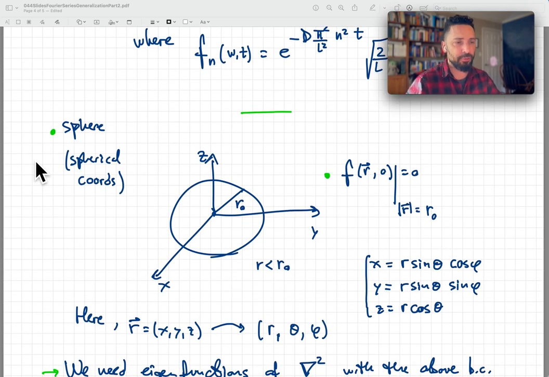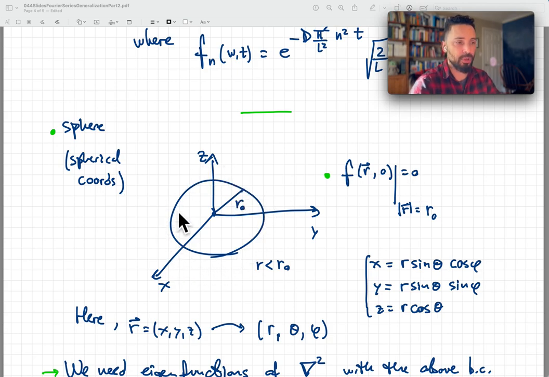Again, the generalized Fourier series using eigenfunctions of part of your operator will always help you, but you have to pay attention to the geometry. So here in the case of a sphere, we're going to switch to spherical coordinates. So suppose you have then a sphere of radius r0. Let's assume this is a sphere, my very simple drawing here. And we assume that the function evaluated on the surface of the sphere is 0 at all times.